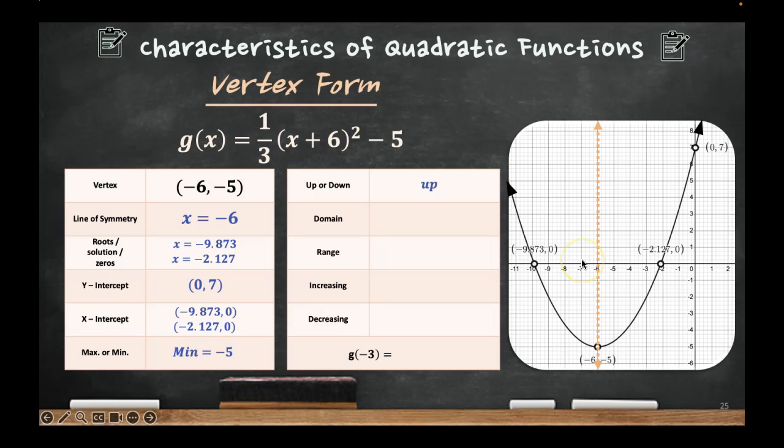Now for domain, as long as it's going to be just a regular quadratic function with no context, it's always going to be from negative infinity to positive infinity because it goes from left to right forever.